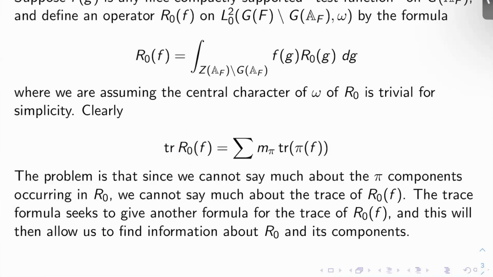Okay, so again, the problem is I can't say much about the cuspidal components pi of R0. Because of that, I can't actually say much about the trace of this operator R0 of f. And so enter the trace formula. The Arthur-Selberg trace formula seeks to give another formula for this trace. And then you can compare the two formulas and maybe say something about these cuspidal components.